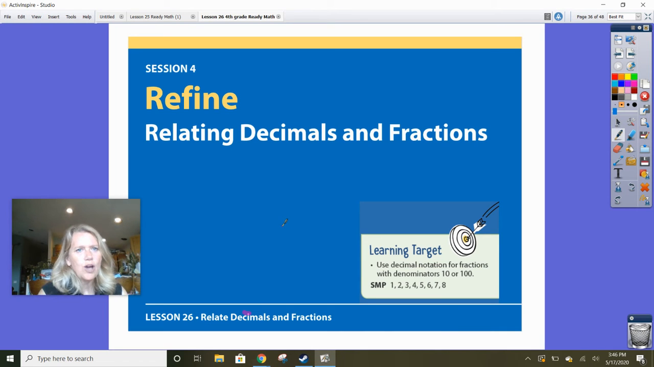Hello, mathematicians. Welcome to day 4 of lesson 26, refining our work on relating decimals and fractions. So our target is still working with comparing decimals to fractions with denominators of 10 and 100.